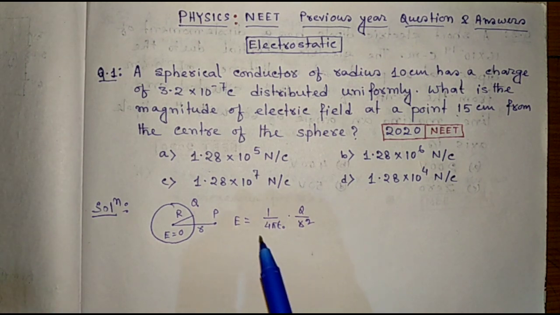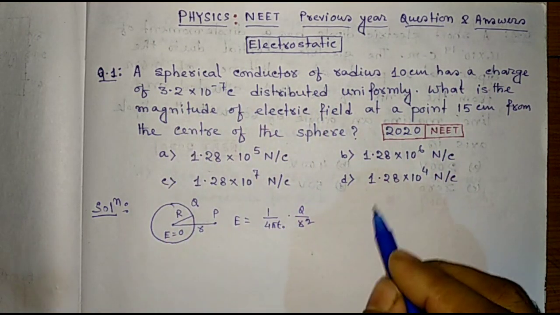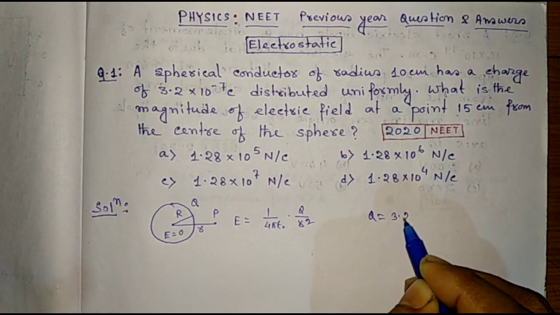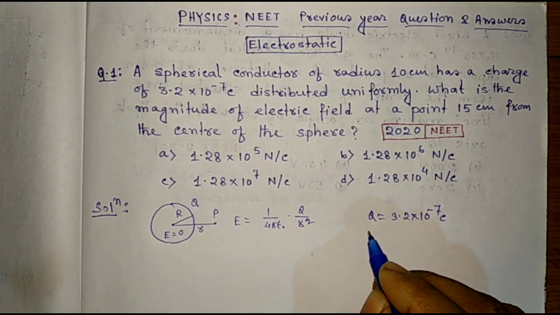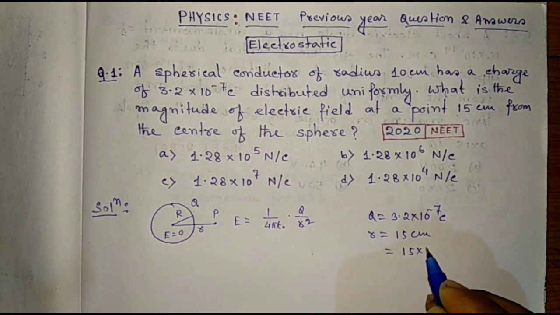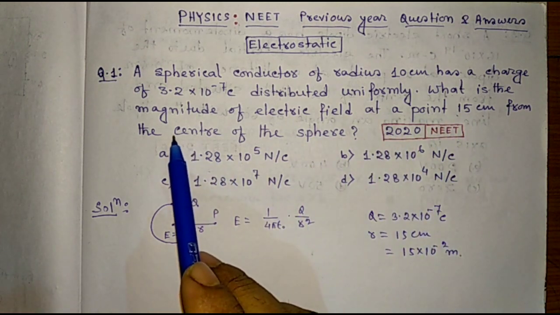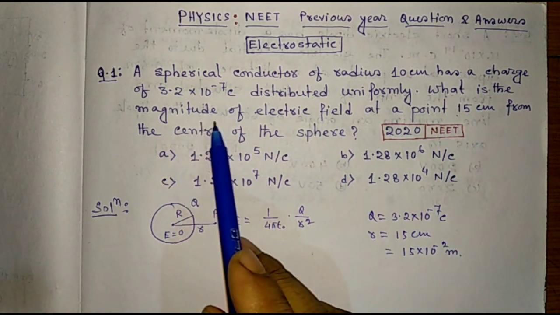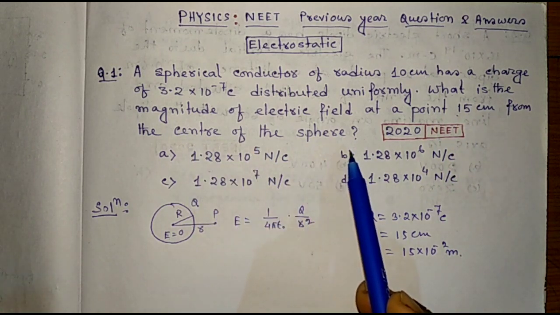So now in the question, charge 3.2 into 10 to the power minus 7 coulomb is given, and the distance r is 15 centimeter, which is equal to 15 into 10 to the power minus 2 meter. Now the question is, what is the magnitude of electric field at a point 15 centimeter from the center of the sphere?